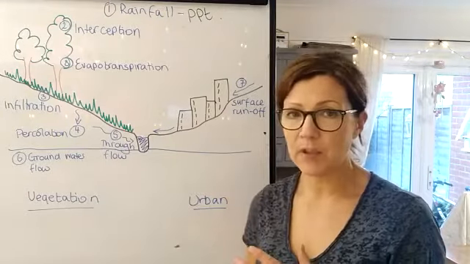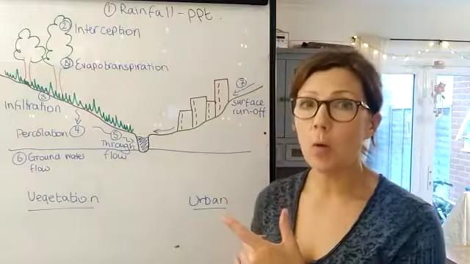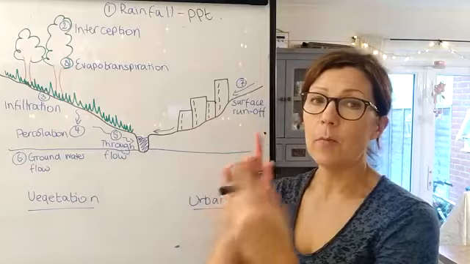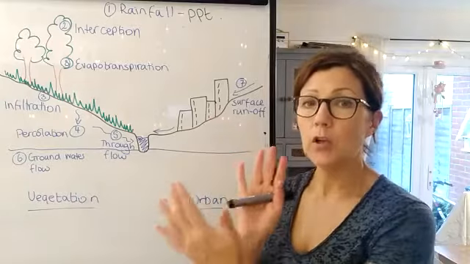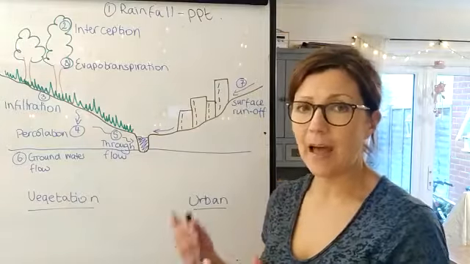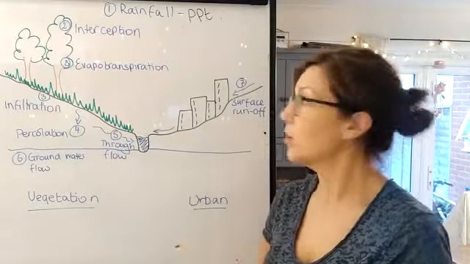And the more interception that we have, then often the slower time it will take the water to get into the river. And if you remember from our storm hydrograph video, you're lengthening the lag time, and you're making it less likely that that river's going to overflow its banks and flood.